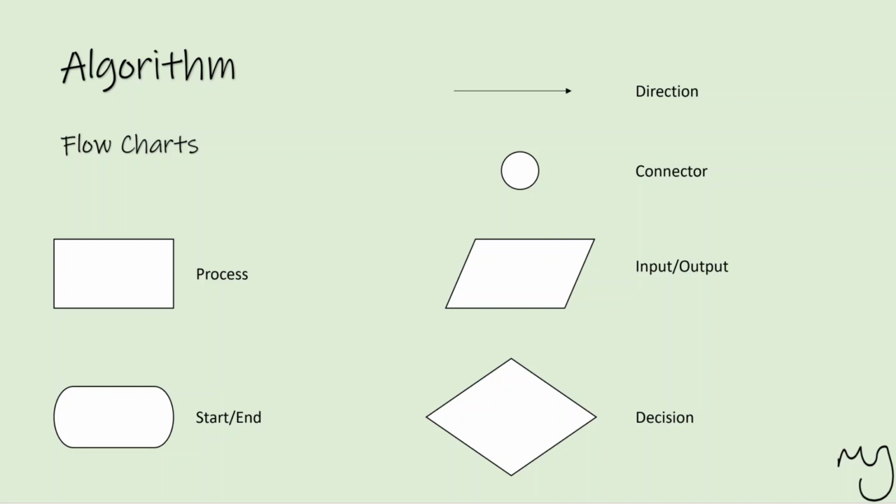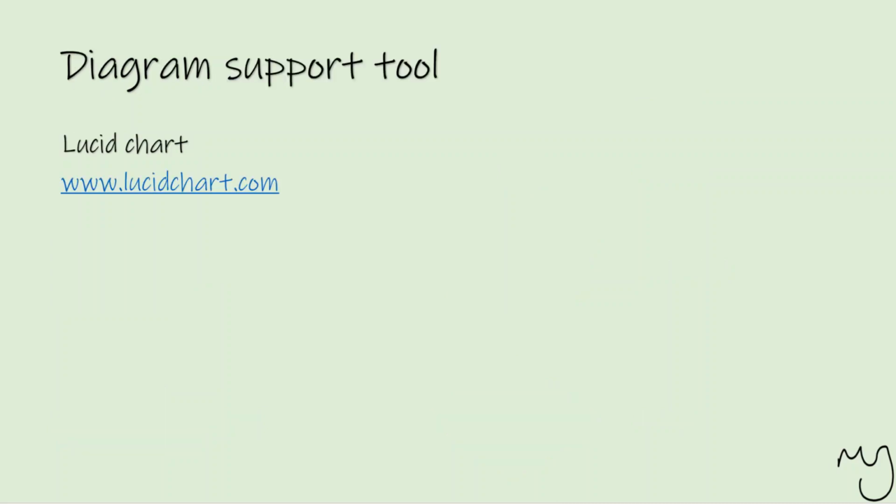You've then got the input or output parallelogram. The input-output box is used to state when perhaps a new value is arriving to the program, perhaps when a user has to input something, and equally when something is being outputted, perhaps displayed to the user. And then below that, finally, you've got the diamond, which is the decision box, and this is what you would use to represent any sort of selection process or condition inside your programs.